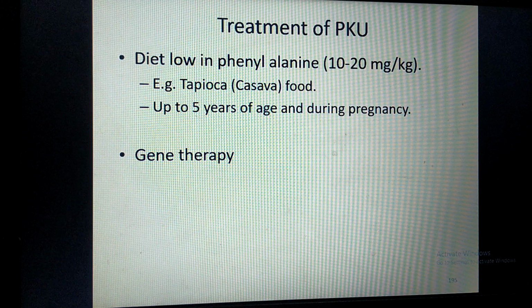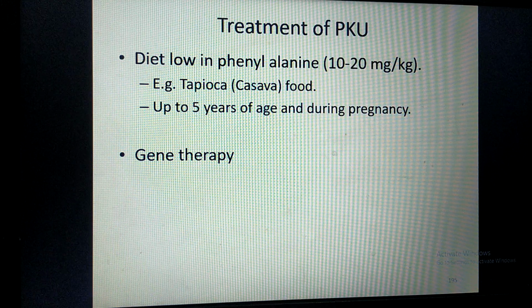Now, this type of diet is continued for a patient up to 5 years of age, because during the first 5 years of age there is brain development, and after that the patient may shift to other diet, but phenylalanine rich food should be avoided.